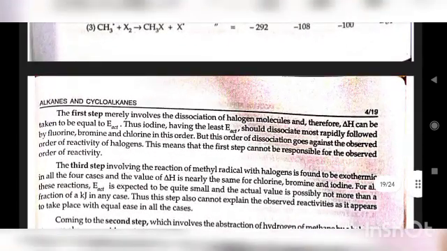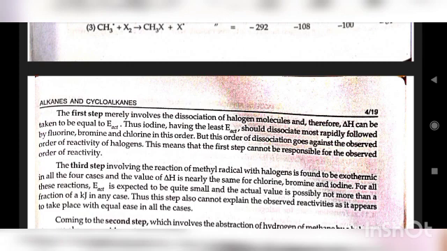The first step merely involves the dissociation of halogen molecules, and therefore delta H can be taken to be equal to E activation. Thus, iodine having the least E activation should dissociate more rapidly, followed by fluorine, bromine, and chlorine in this order. But this order of dissociation goes against the observed order of reactivity of halogens. This means that the first step cannot be responsible for the observed order of reactivity.